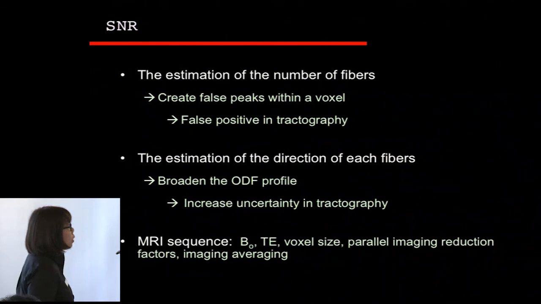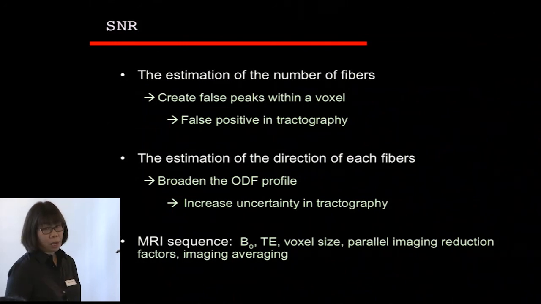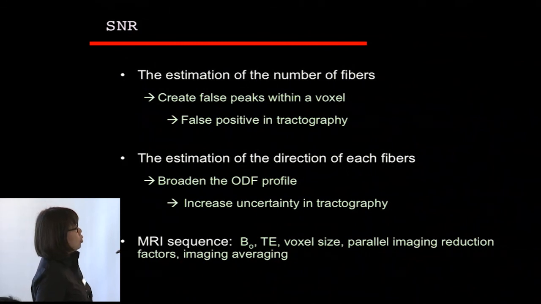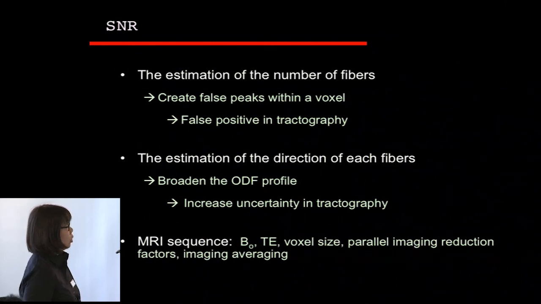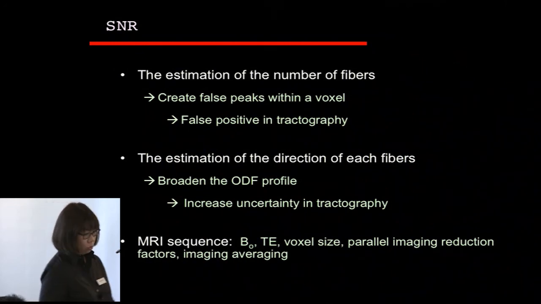Signal-to-noise ratio affects the estimation of the number of fibers, because sometimes the noise creates false peaks within a voxel, so that it could cause a false positive in tractography. Also, the noise tends to broaden the ODF profile and increase the uncertainty in tractography. I also list these MRI parameters that could affect the image signal-to-noise ratio.